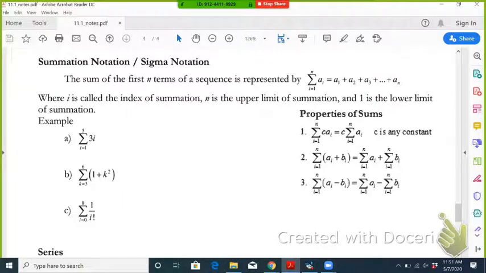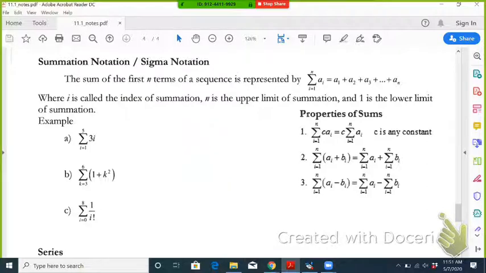Okay, here we're going to learn sigma or summation notation. So you may be familiar with this symbol if you study Greek letters or if you're in a fraternity or sorority. It means sigma, it's S, I guess, and in math it means the sum. So we're going to use it to find sums.